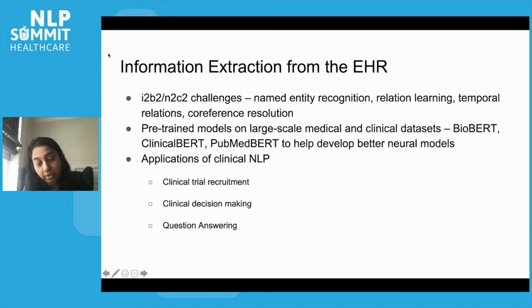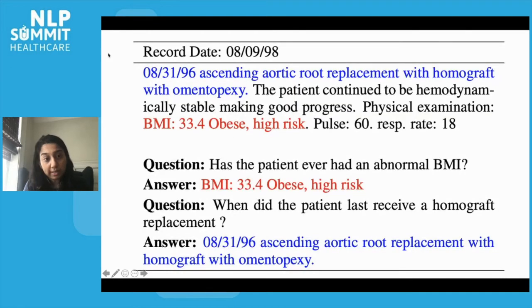And in our work, what we focus on is questions asked by physicians on clinical notes, on a single patient's record, as opposed to a cohort of patients. So here is an example. Here you can see a snippet from a clinical note. And the question that's been asked is, has the patient ever had an abnormal BMI? The evidence for that is the text highlighted in red.